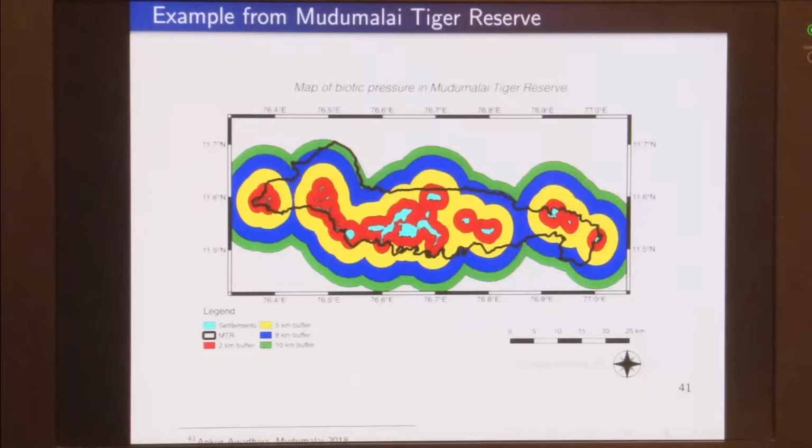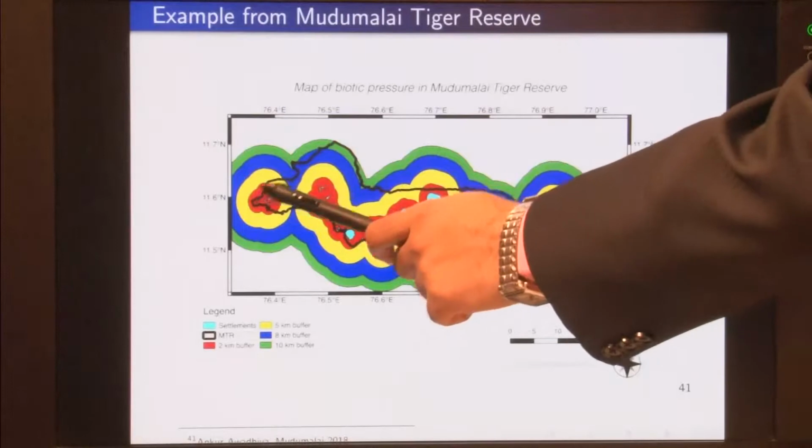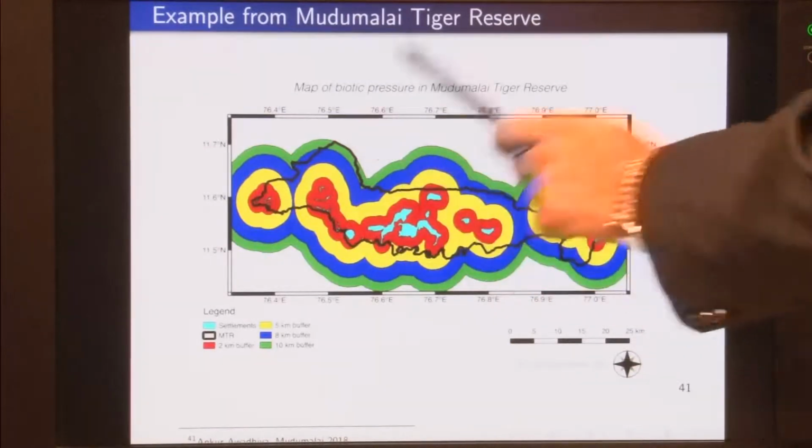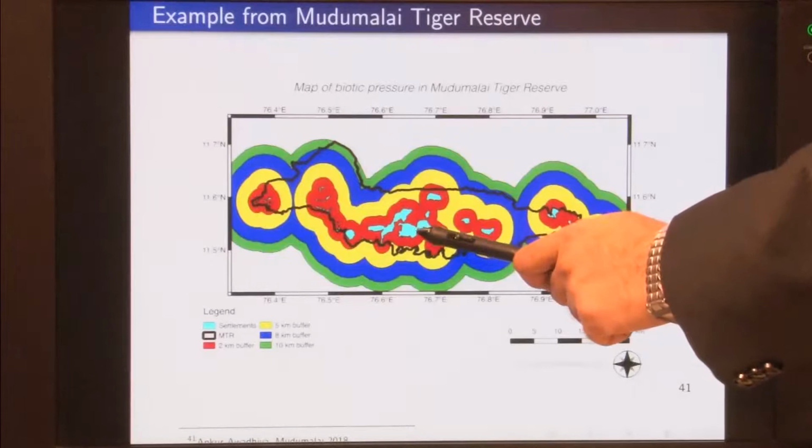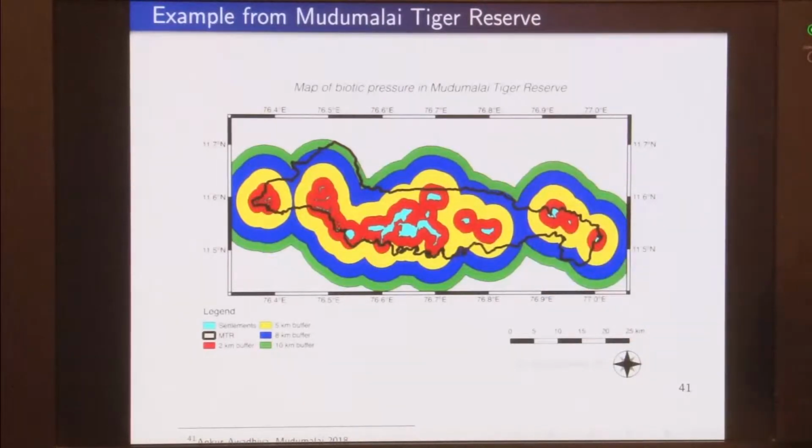To look at it in another way, this is a map of the Mudumalai Tiger Reserve. These black lines demarcate the boundary of the reserve. The blue areas are the settlements which are left inside it. We went there and talked to the villagers, and asked them what distance they roughly traverse inside when they go out for grazing, and they said they roughly go 8 to 10 kilometers every day. They would go 10 kilometers inside the forest, have their cattle graze all the way, and then come back in the evening.